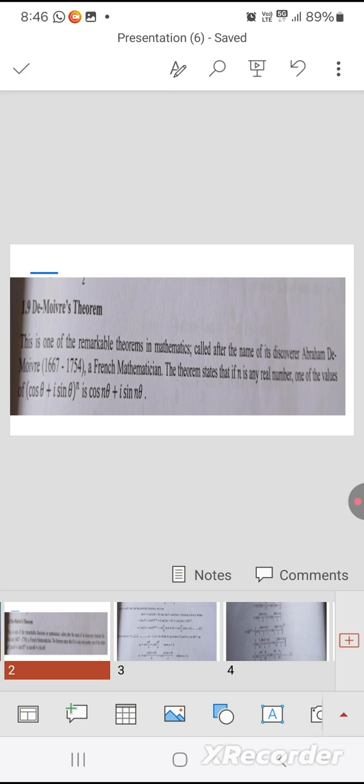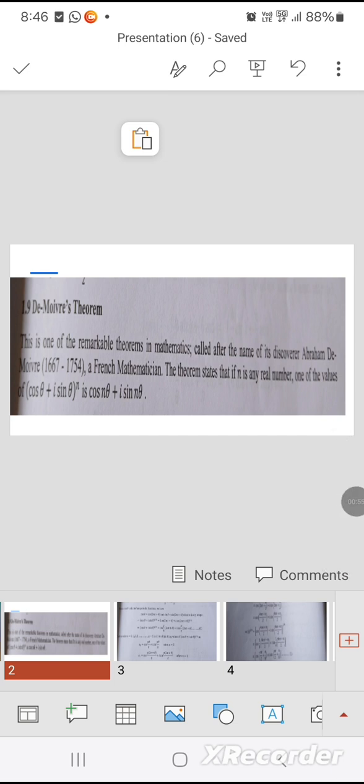This theorem says if you take a complex number written as cos theta plus i sin theta and raise it to any real number power n, then (cos theta plus i sin theta) raised to n is equal to cos n theta plus i sin n theta.